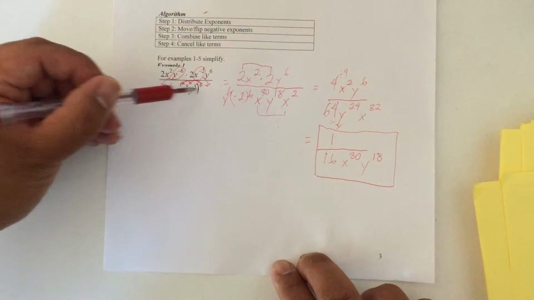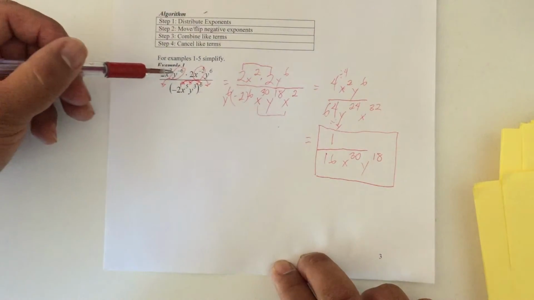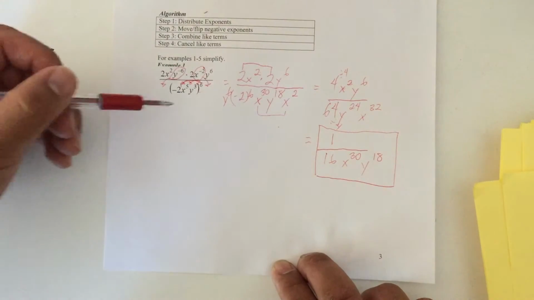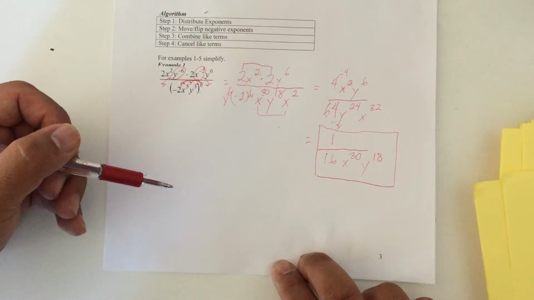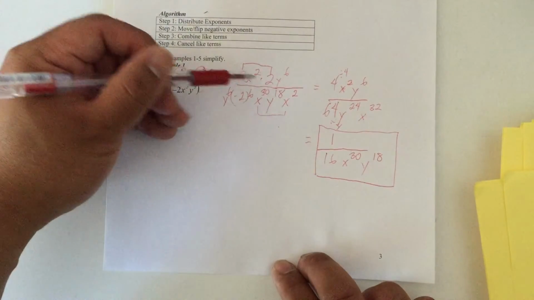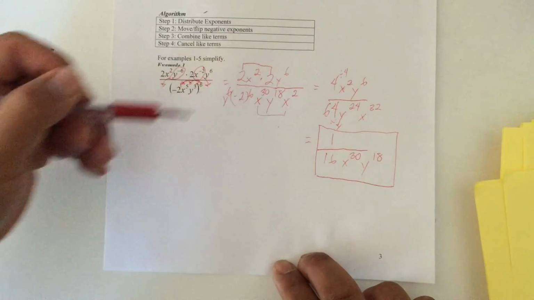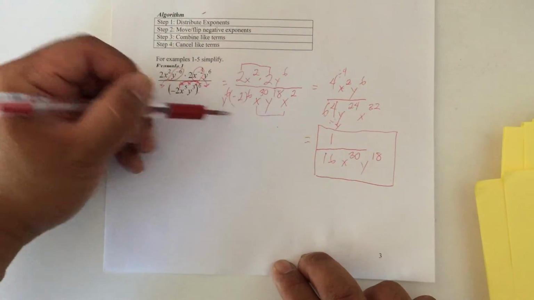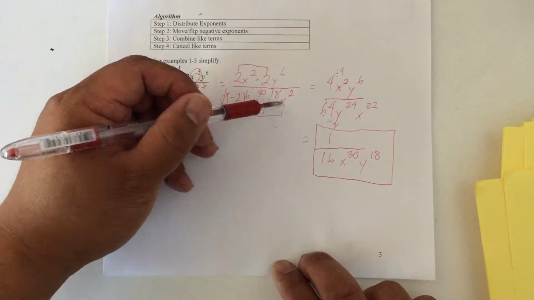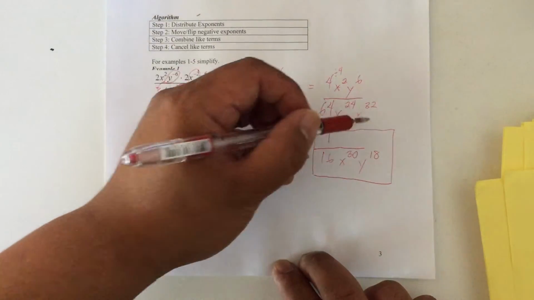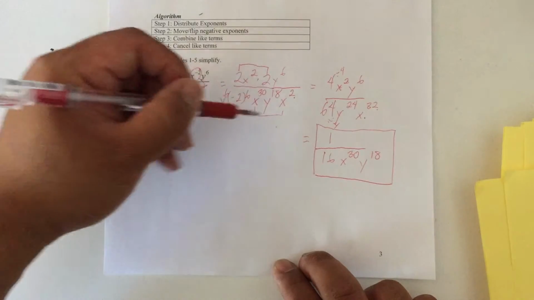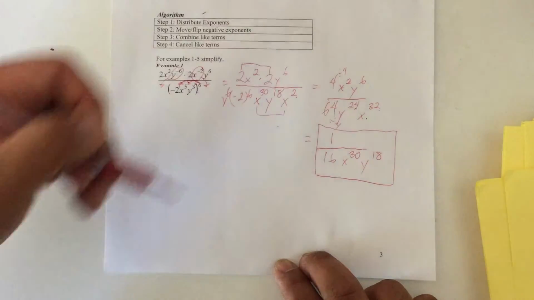Distribute the exponents, move the negative exponents to the other side. If they were on the bottom, you move them to the top. Combine like terms, multiply what you can, simplify the exponents. On the bottom you saw that x to the 30th, x to the 2nd, make x to the 32nd, y to the 6th, y to the 18th, make y to the 24th.